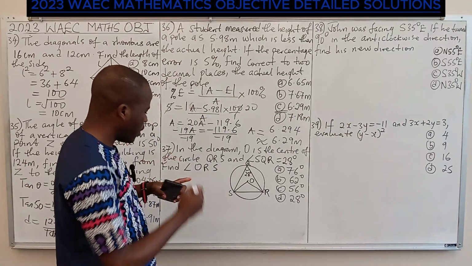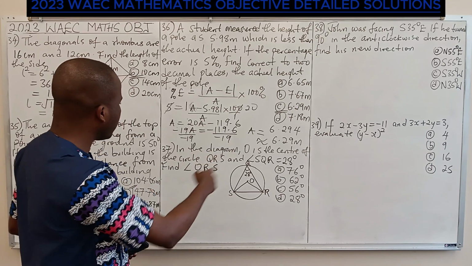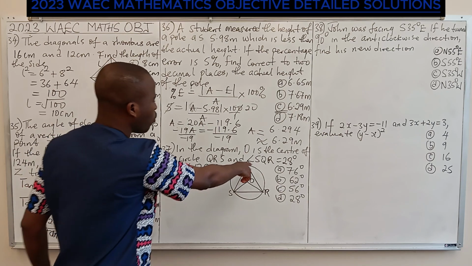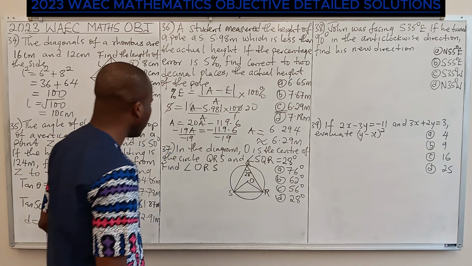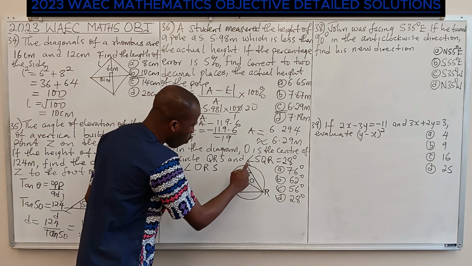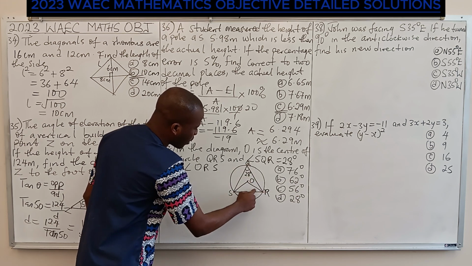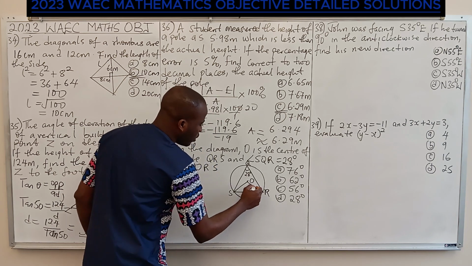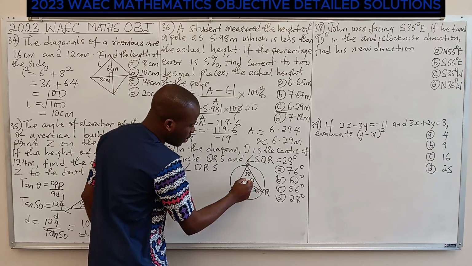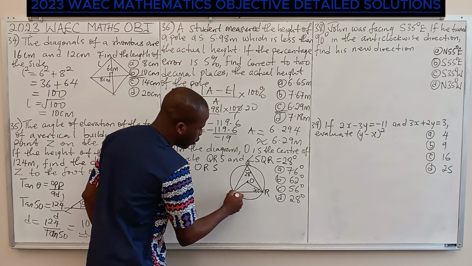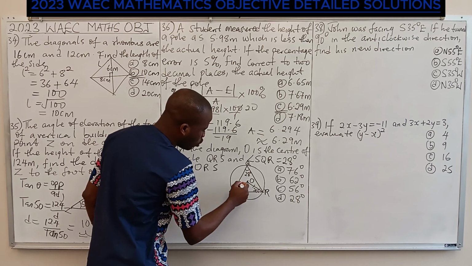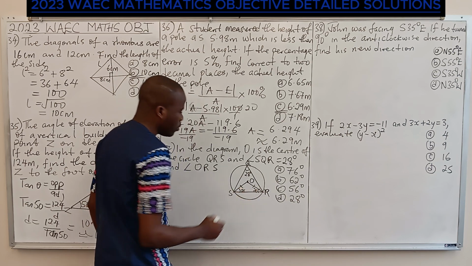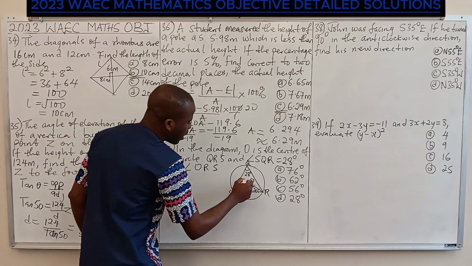Question 27 says, in the diagram, O is the center of the circle QRS and angle SQR is 28 degrees. Find ORS. We are looking for this angle. So if this angle is X, you know that this is the center, this is the radius, this is the radius, so they are equal. And because these two are equal, this will also be equal with this. So this is X. So how do I get this angle?